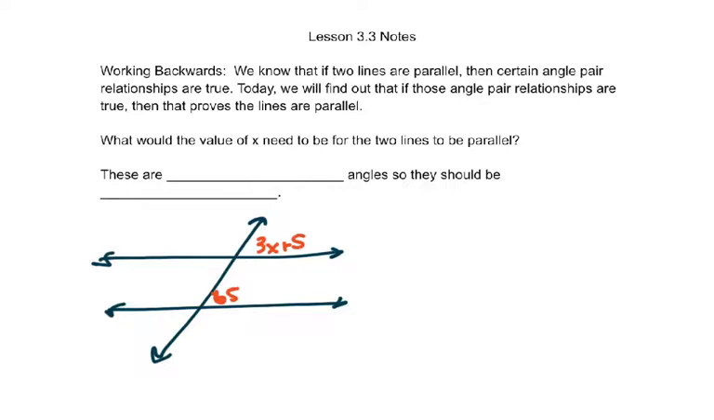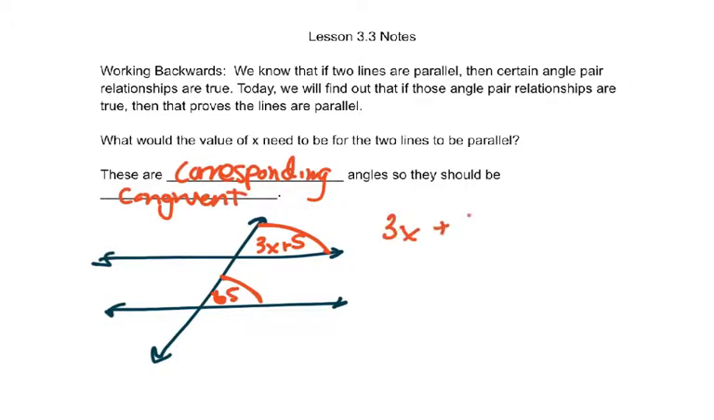If the two lines are parallel, these are, so this one's in the top right, this one's in the top right of its intersection. These are corresponding, and corresponding angles are congruent. 3x plus 5 equals 65. And now we solve.